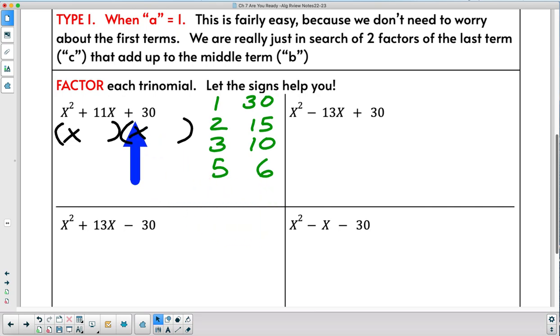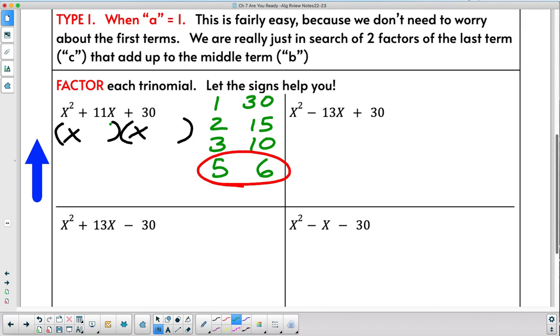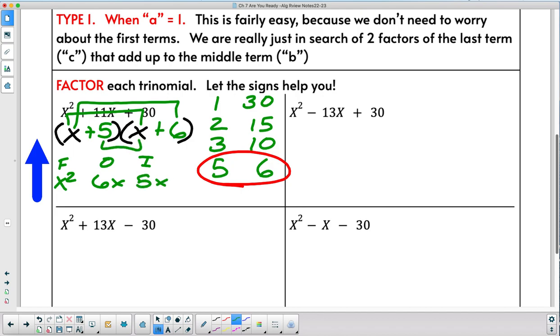But wait, 11. Ooh, this is the one I'm going to use right there. So I'm going back here. I'm going to use 5 and 6, and they both are plus signs. Now, I can check my work by just doing FOIL. My first, remember, x squared. My outsides, 6x. My insides, 5x. My last, 30. And I add them all together, and it's x squared plus 11x plus 30.